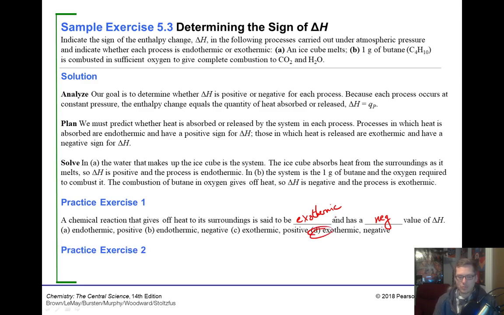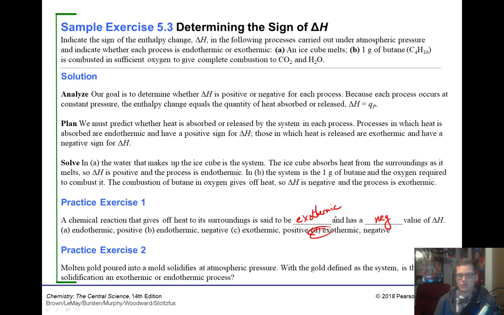Nice. All right. Practice exercise 2 says molten gold poured into a mold solidifies at atmospheric pressure. With the gold defined as the system, is the solidification an exothermic or endothermic process?